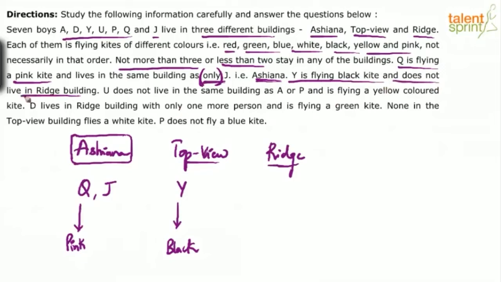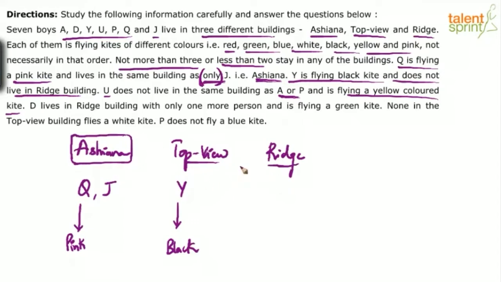No complexity here. U does not live in the same building as A or P and is flying a yellow colored kite. So basically U is flying a yellow colored kite, but he does not live in the same building as A or P. Now clearly A or P are not in Ashiana. A or P will come in Top View or Ridge. And remember, both A and P will come in the same building now. Either they'll come in Top View or they'll come in Ridge. See, Ashiana is anyway closed. Only Top View and Ridge are open.